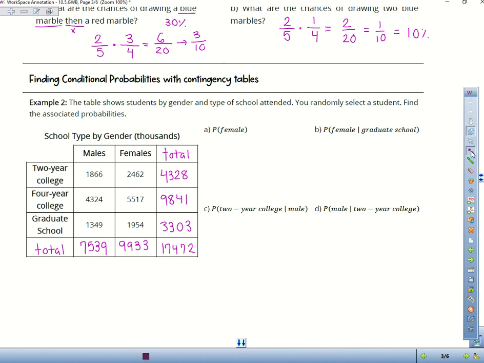All right, so the first problem just wants to know, whenever they don't give you a given, like they just specify probability of something, you always use the complete total, okay?